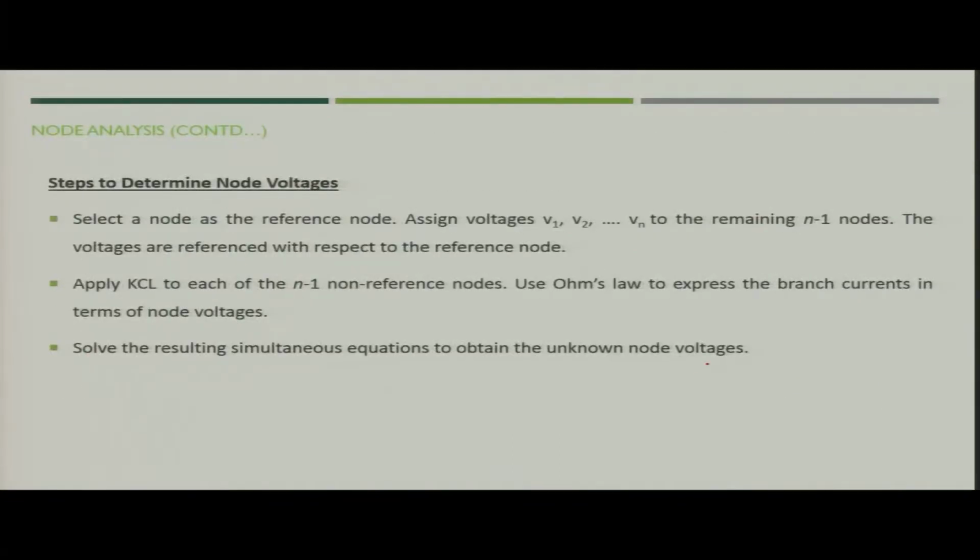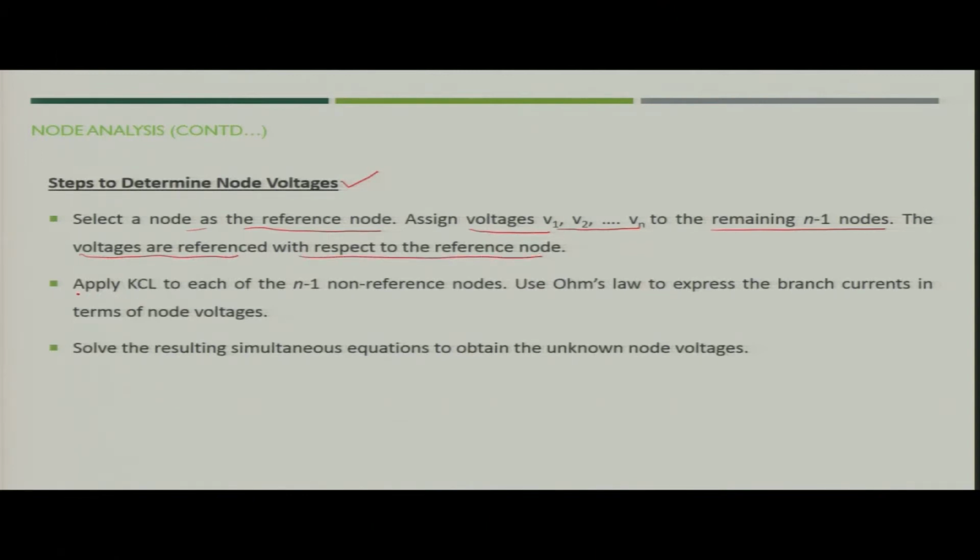Now you can summarize the steps to determine the node voltages. First, you have to select a node as the reference node, then assign voltages, say V1, V2, ... Vn, to the remaining n minus 1 nodes. The voltages are referenced with respect to the reference node.